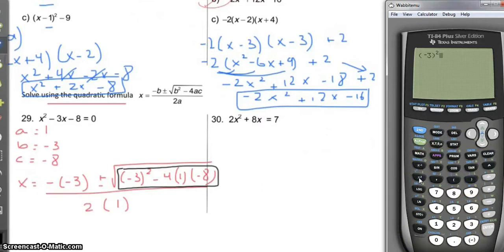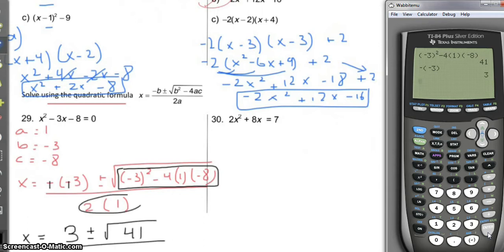As you can see, I'm putting it in parentheses. Negative 4 times 1 times negative 8. Press enter. So it gives you 41. So x is equal to negative times negative is a positive. You can try it on the calculator. Negative and negative 3 is going to give you positive 3, plus or minus square root of 41, and you calculated this earlier, over 2 times 1, which is 2. So that is going to be your final answer.